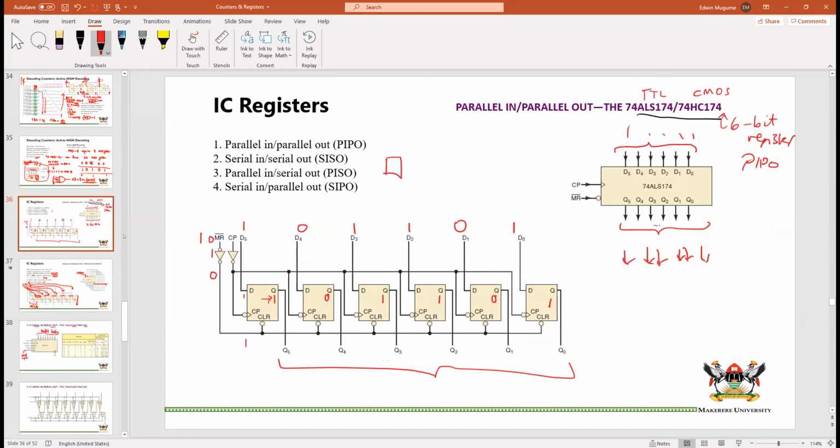When it is serial in, you usually have your flip-flops like this. And so we move information from one flip-flop to the other, meaning that you input it here and you keep picking it out from here. This is usually similar to a shift register, or shifting data through the flip-flop.